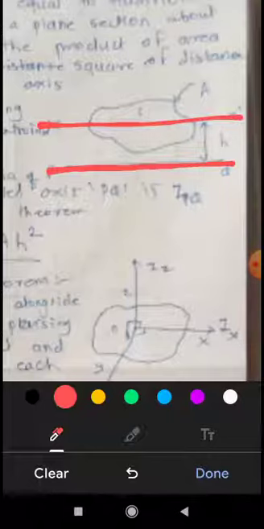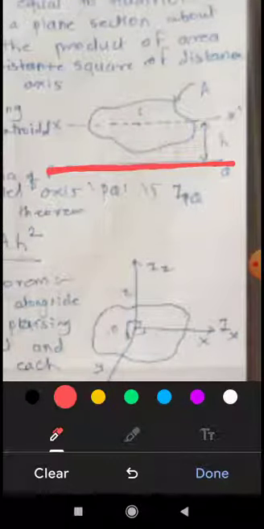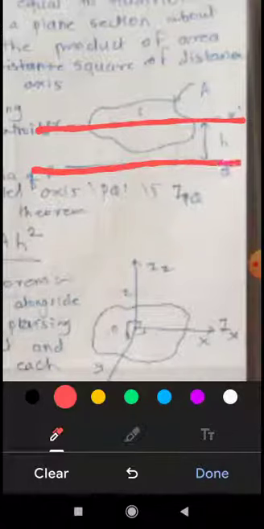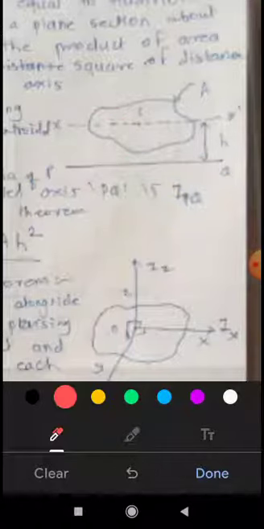These two axes are parallel to each other and separated by distance h. We know the moment of inertia about the xx axis. We have to calculate the moment of inertia of the same body about an axis which is parallel to xx and separated by distance h. This distance is h. h is the distance between the two parallel axes. Then how can we calculate the moment of inertia of this body about this PQ which is parallel to xx? So we have the formula. Okay, here is the formula.